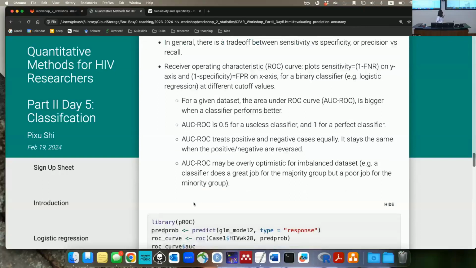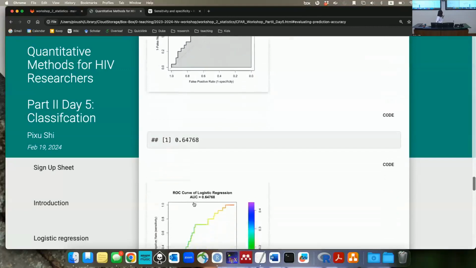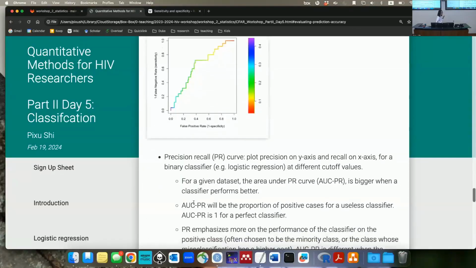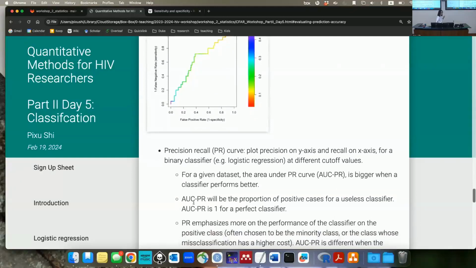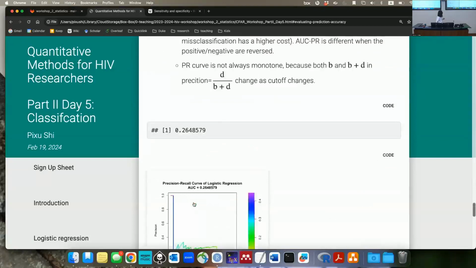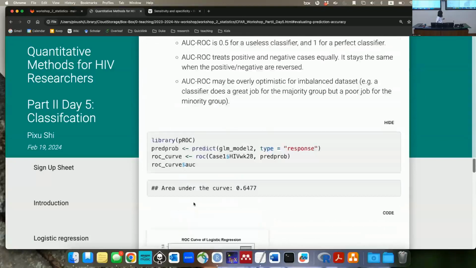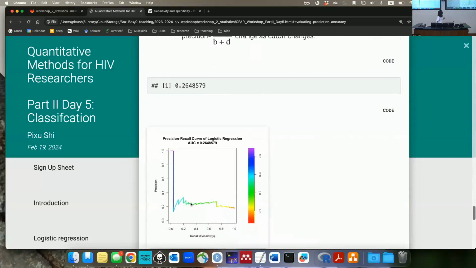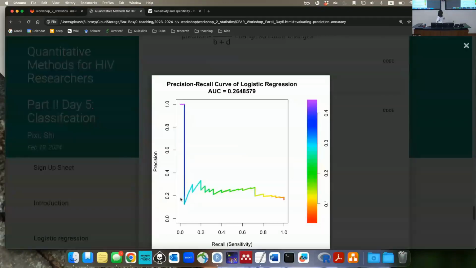But on the other hand, the precision recall curve is going to emphasize one class. You are going to choose which class you want to emphasize on. So it's not treating zeros and ones the same. Here is an example of the precision recall curve. So the jump here is mostly due to the imbalance data set that we have.